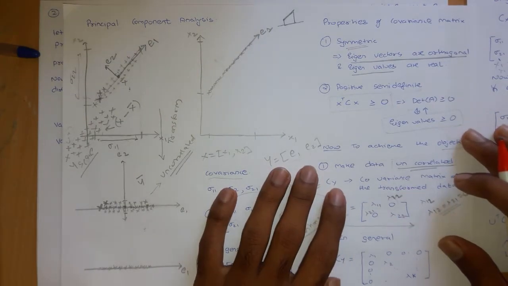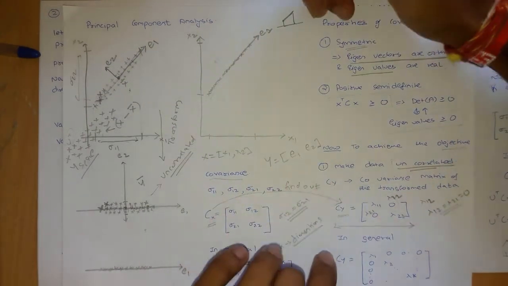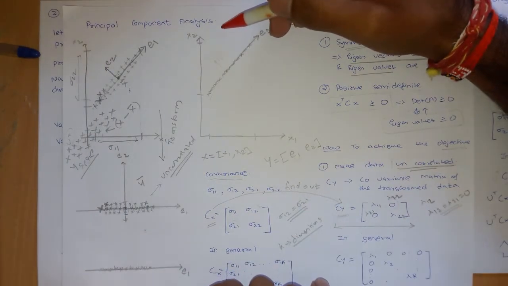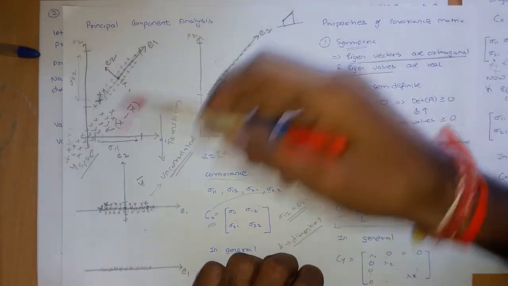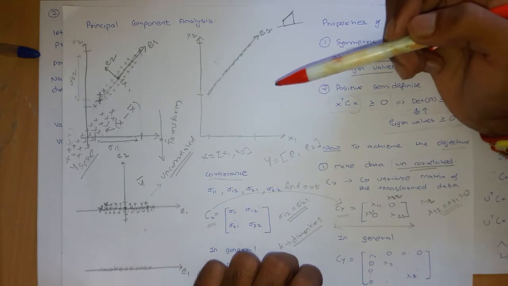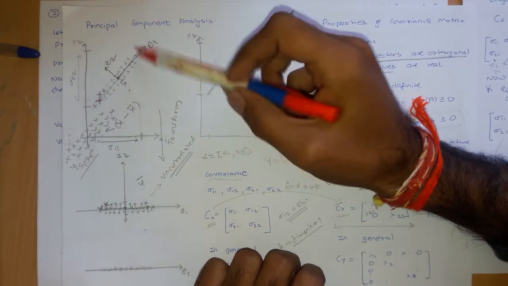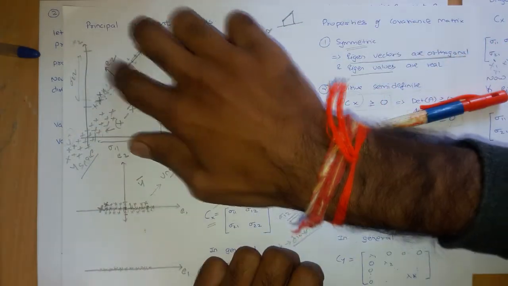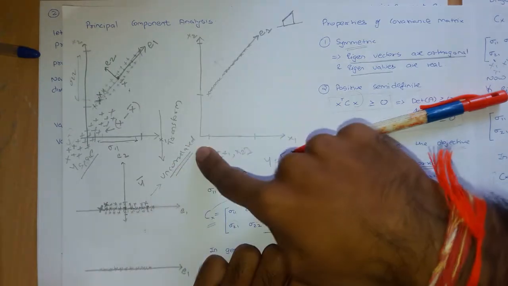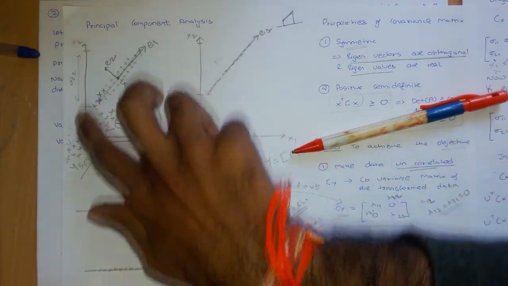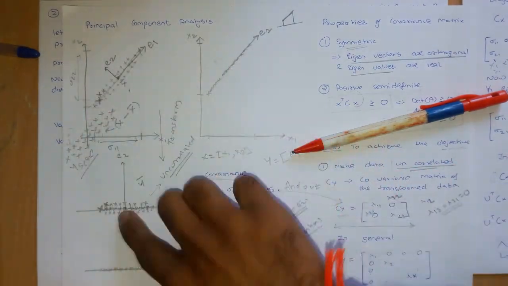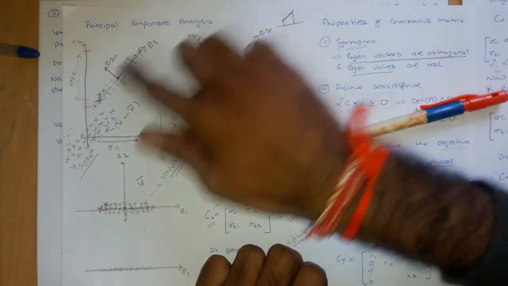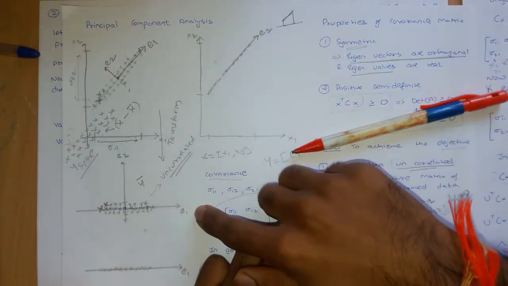Hello guys, welcome back. So in the previous video we started with principal component analysis. We saw the visualization of PCA. We saw that if we have data like this, we have to transform this vector space such that the new vector space is uncorrelated. So we get the data like this. We have some axes E1 and E2 and we get the data like this.